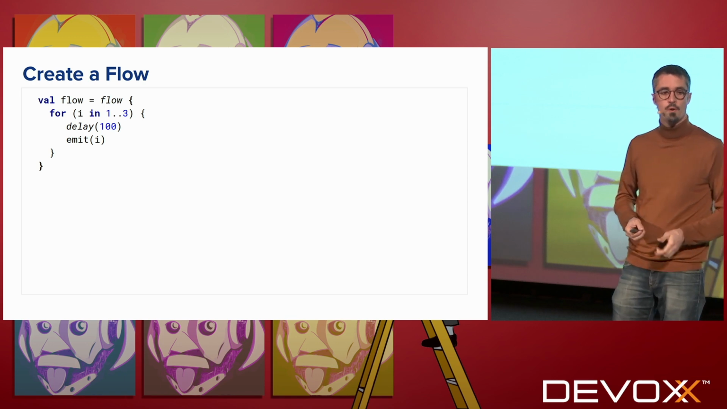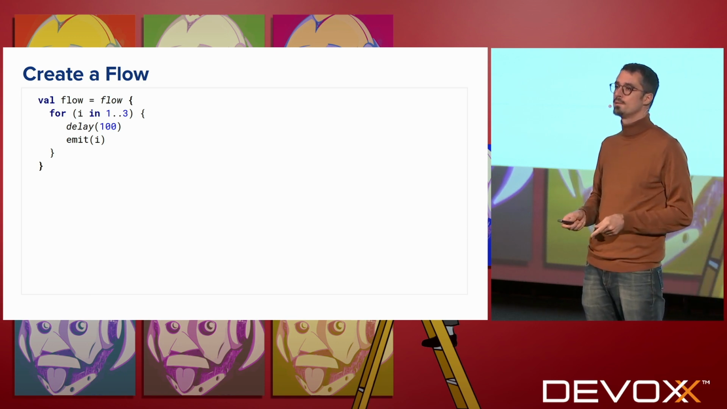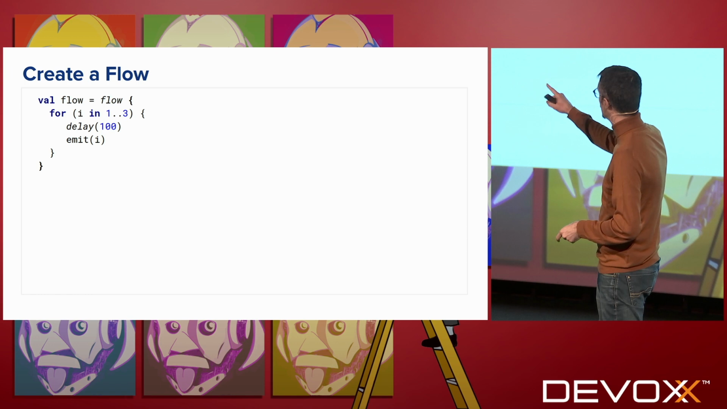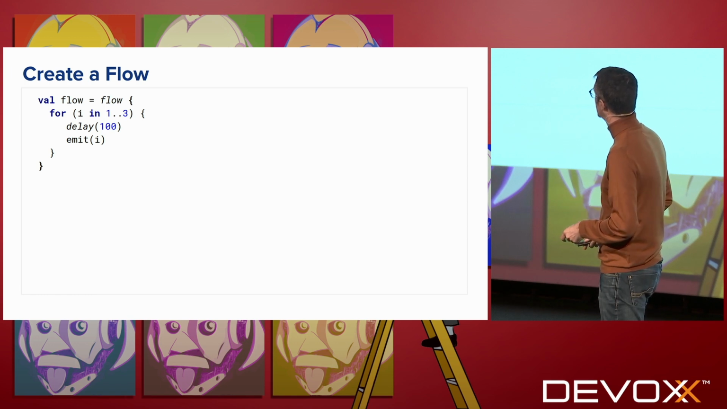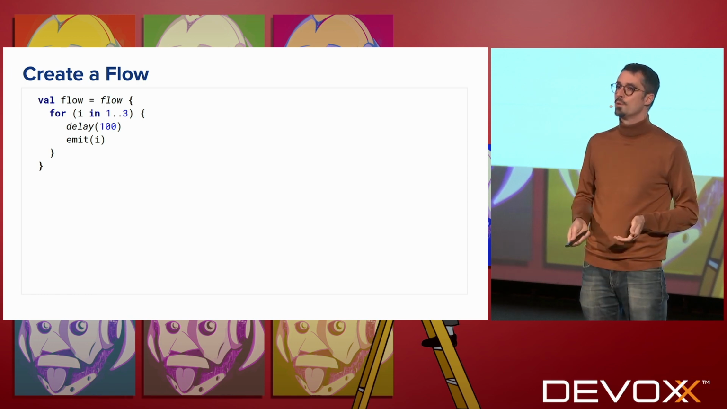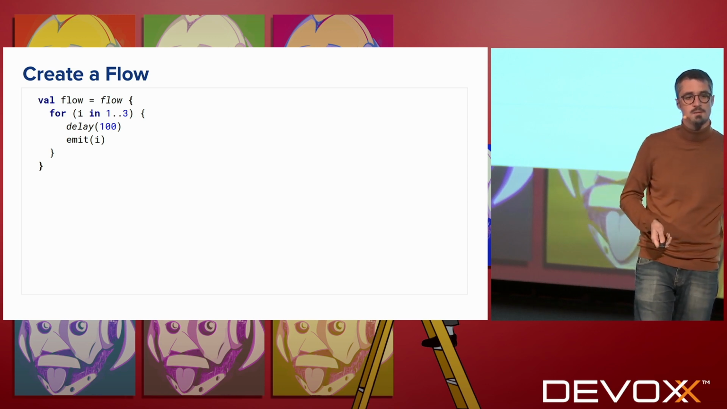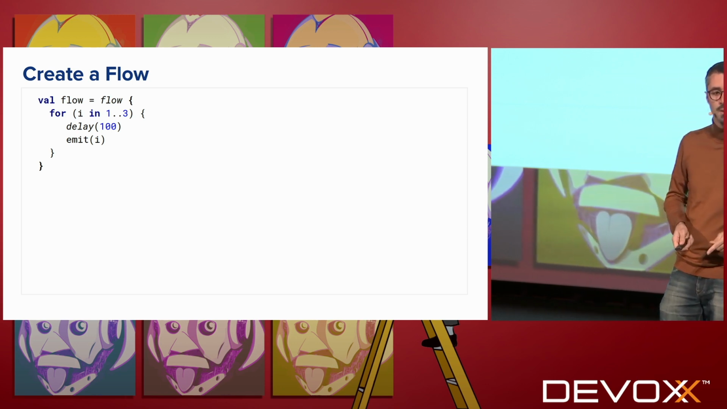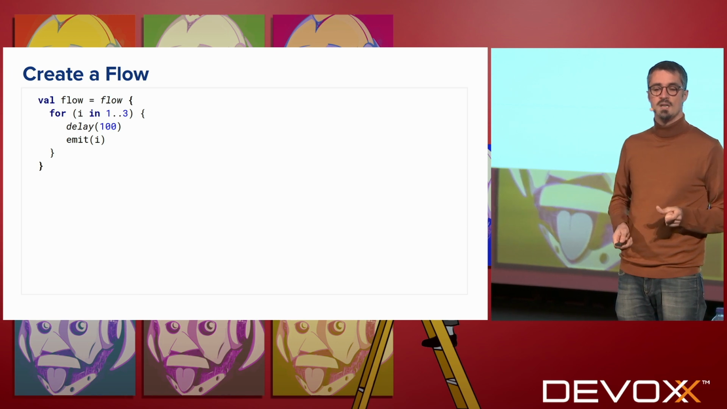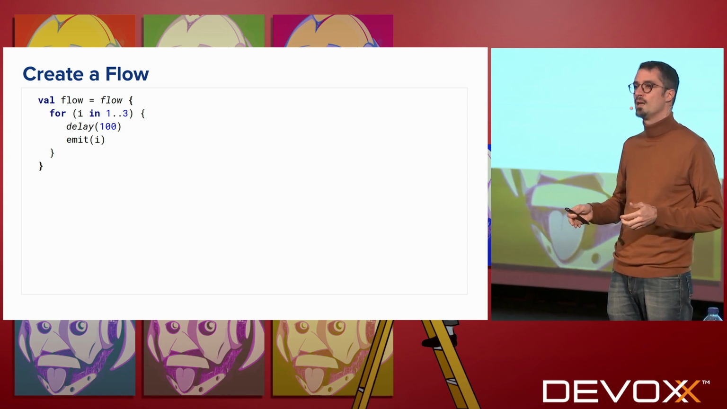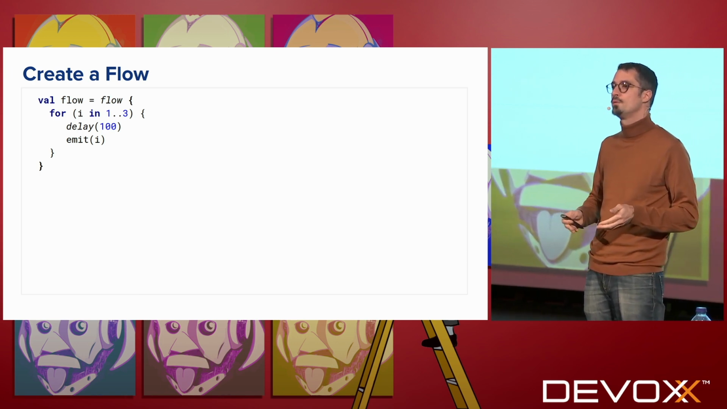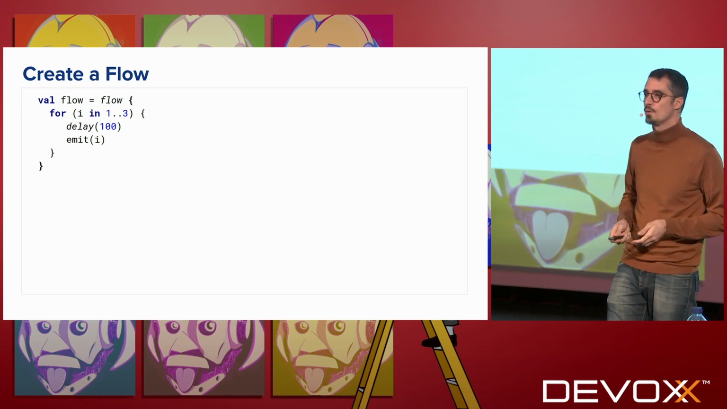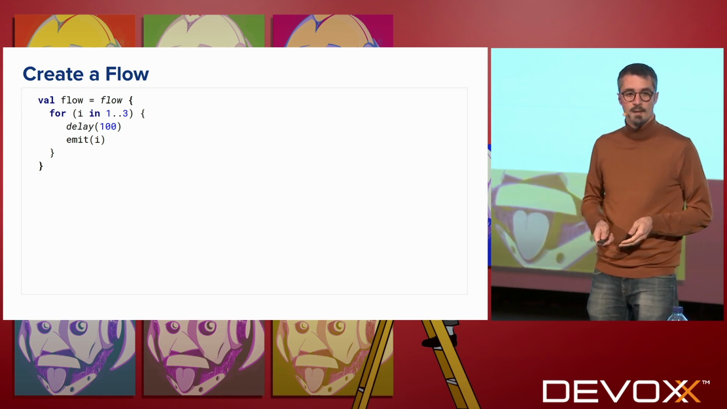When you want to create a flow, you will use this flow builder. So we create a flow and we provide a lambda. And it's funny because it's imperative code. Here we are just creating a for loop. We are calling this delay method to simulate some kind of operation with latency. So in real life, you would, for example, request a remote REST endpoint.